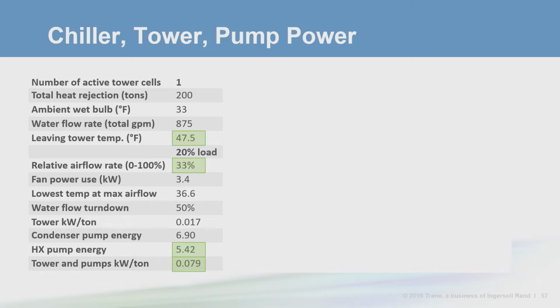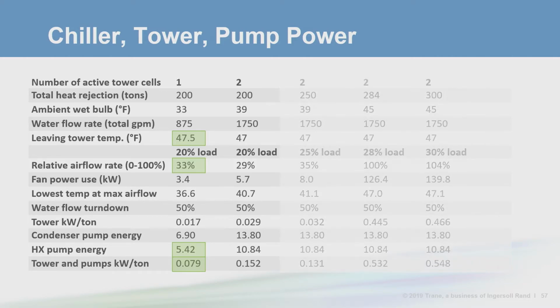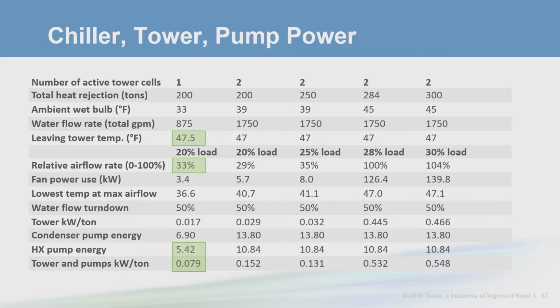As the wet bulb climbs, we need to add another tower cell. The second column is 39 degree wet bulb and still at 20% load. We've added a second cell so the tower fan speed goes down. The farthest right combination of load and wet bulb is where we can no longer maintain 47 degree leaving water from the tower because the tower fan exceeds 100%. We would have to turn on a chiller. Because the fan energy starts to really climb, the cycle has an efficiency of 0.55 kW per ton.